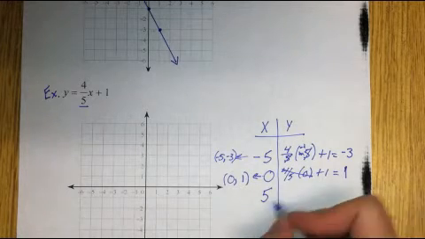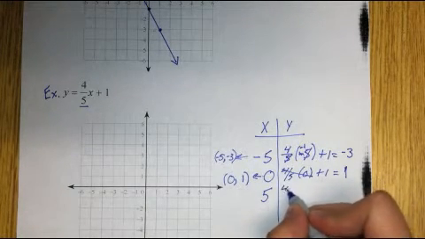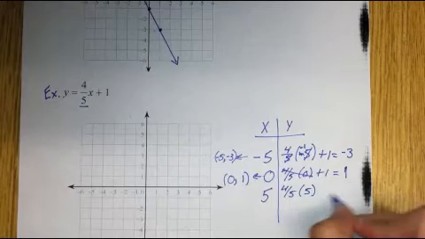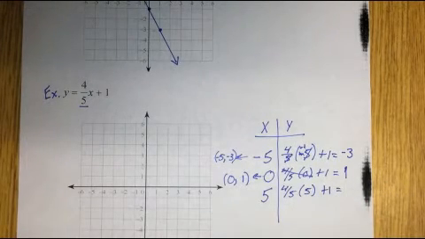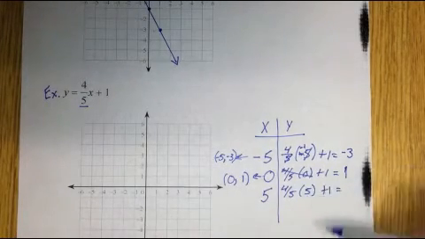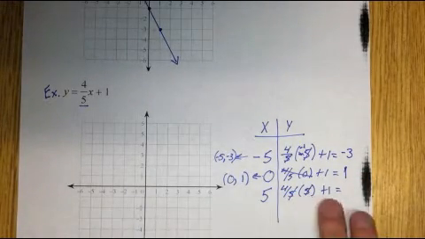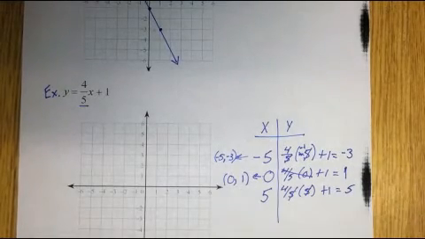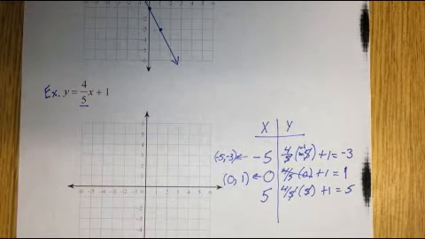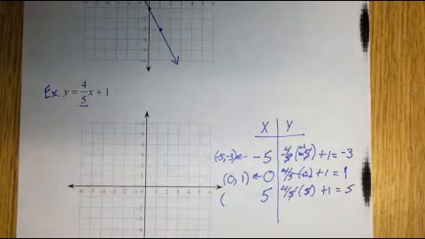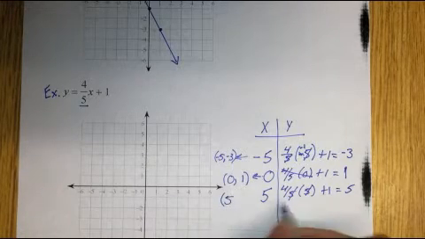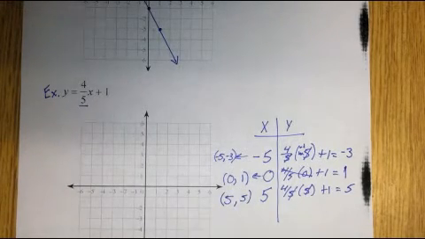Okay, last one. Take out x, plug in 5. Positive 5 now. What's about to happen here? Once again, 4/5 times 5. The 5s cancel out. You're left with a 4 plus 1, which is 5. Okay, let's finish it out. We've got 5, comma, 5.